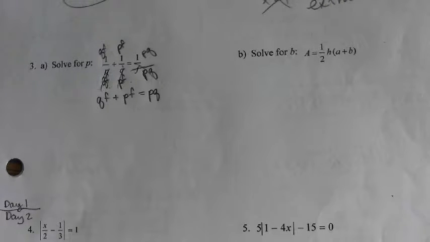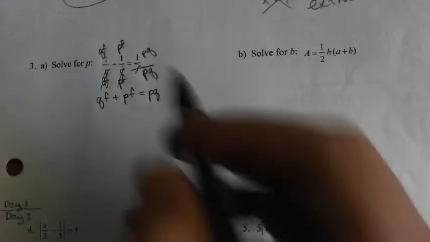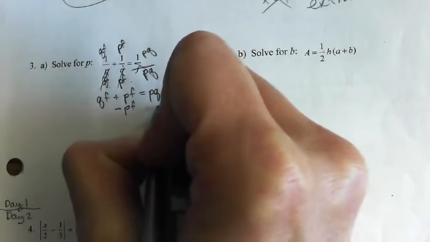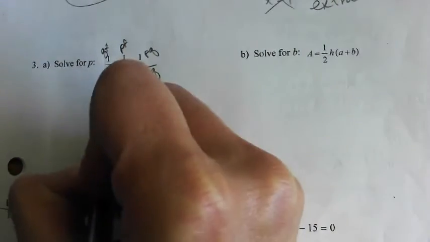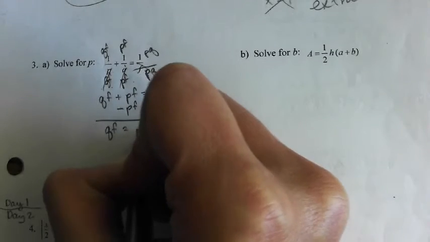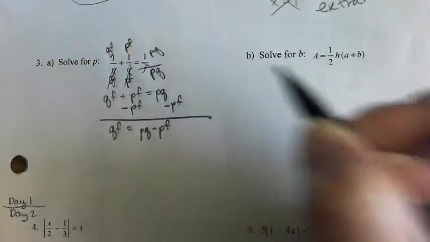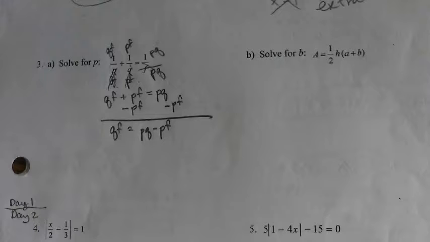But I'm trying to solve for P, and the issue is I have P's on both sides, right? Normally if you had 7P on the left and 5P on the right, you would just move them all together and combine them, which would be nice and easy. Because these aren't numbers, I can't actually combine them. I can still get them on the same side, so you should still get all your P's together. So I'm going to subtract PF. PQ minus PF. But again, normally I can combine 7P minus 3P.